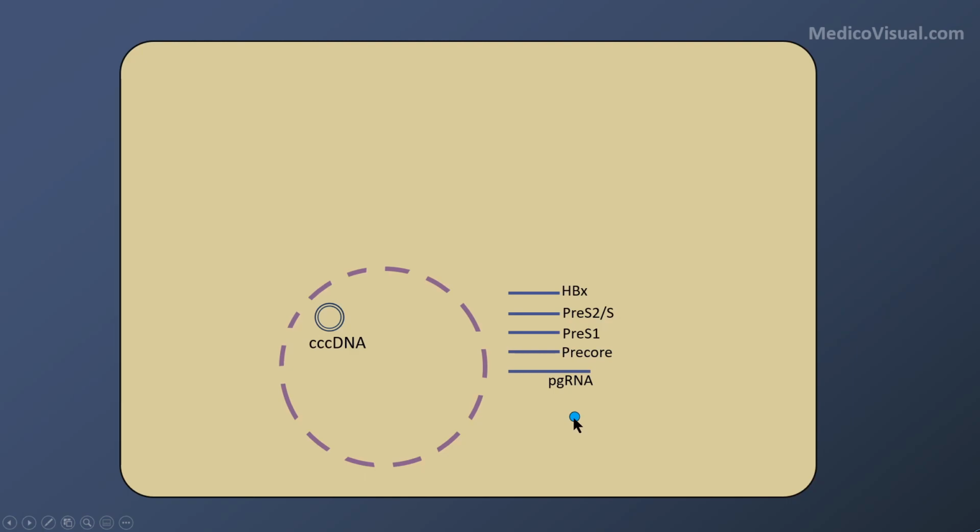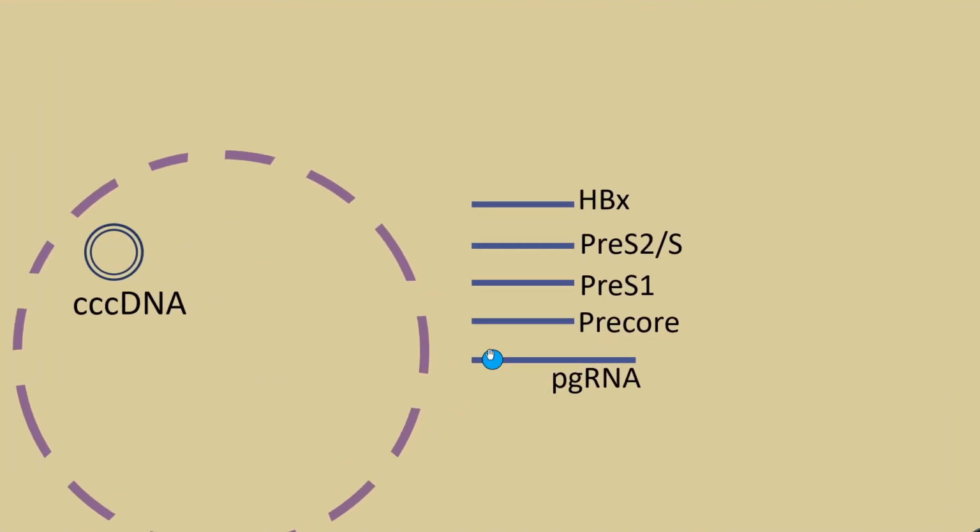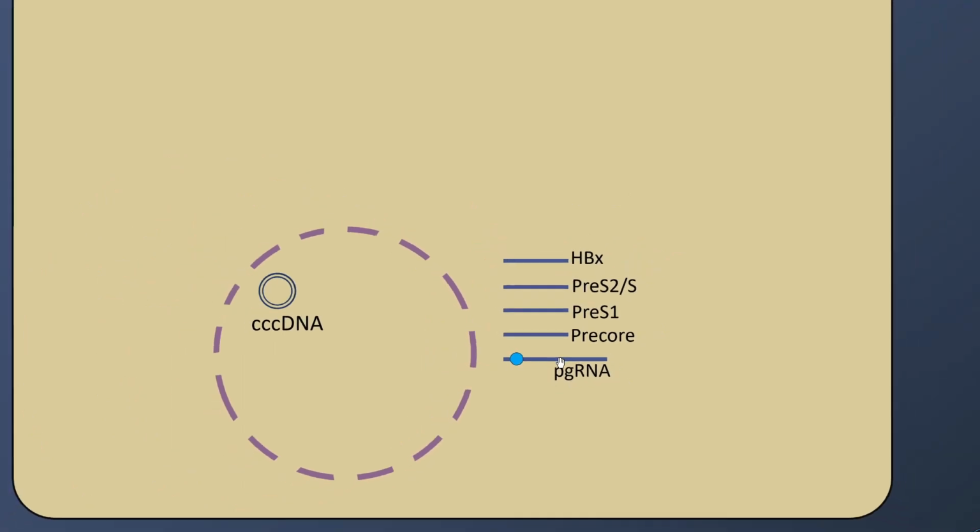This viral polymerase quickly finds this pgRNA and attaches with this pre-genomic RNA. Why does it attach with this pre-genomic RNA? Because it has an 8 to 10 nucleotide sequence that is complementary to this pre-genomic RNA, and because of this it quickly attaches with it, right?